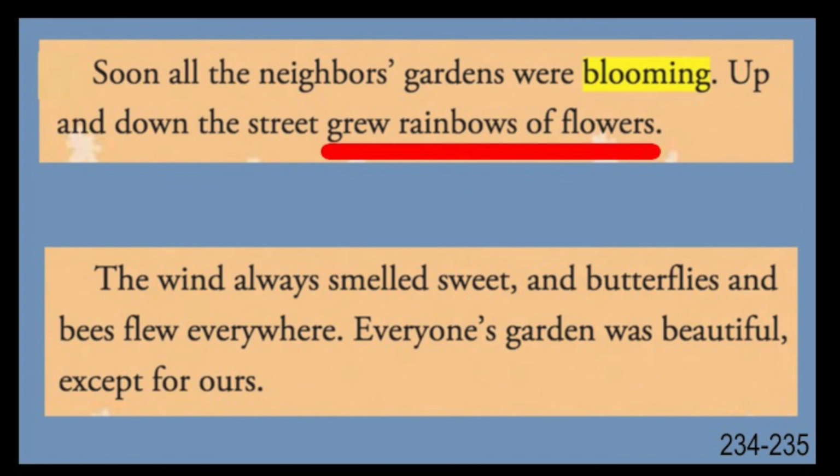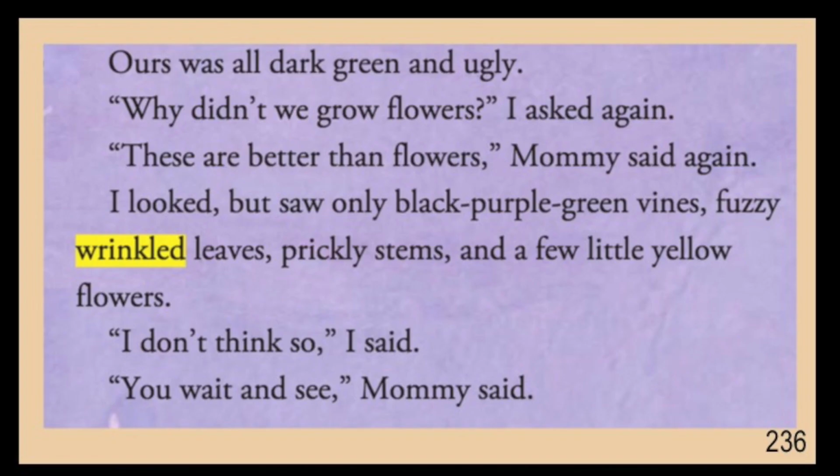Let's continue the story. Ours was all dark and green and ugly. Why didn't we grow flowers? I asked again. These are better than flowers, Mommy said again. I looked, but saw only black, purple, green vines, fuzzy, wrinkled leaves, prickly stems, and a few little yellow flowers. I don't think so, I said. You wait and see, Mommy said.